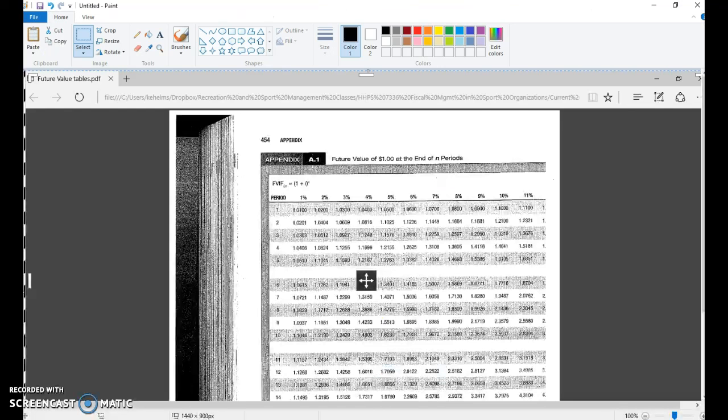So let's jog on over to page 454. And our question was, we've got 8% interest. So let's do that, 8% interest. Let's make my pen red here. 8% interest. And our period was over 10 years. So if we follow these two down, we see the multiplier of 2.1589. And all we're going to do is we take our $12,000.